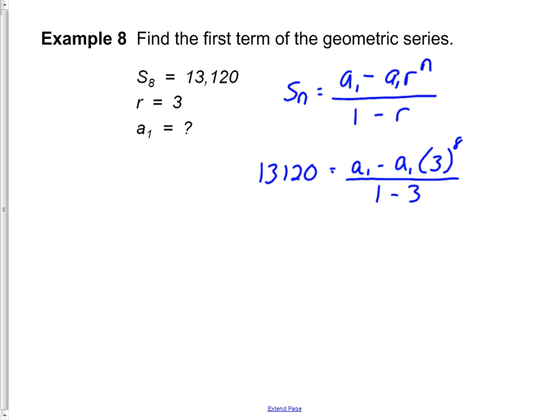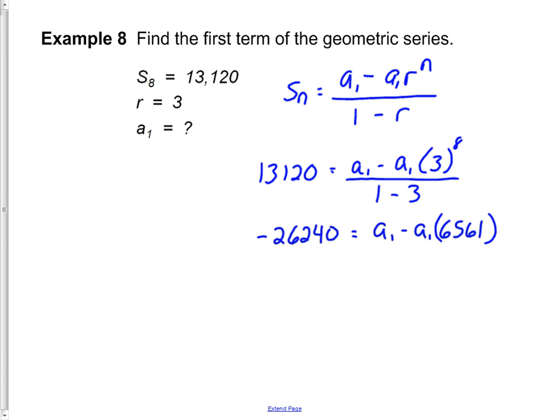Okay. So first thing I'm going to do, I got negative 2 on the bottom, so let me multiply both sides by negative 2. And that would give me negative 26240 equals a sub 1 minus a sub 1, 3 to the 8th power, which is going to give me a 6561.